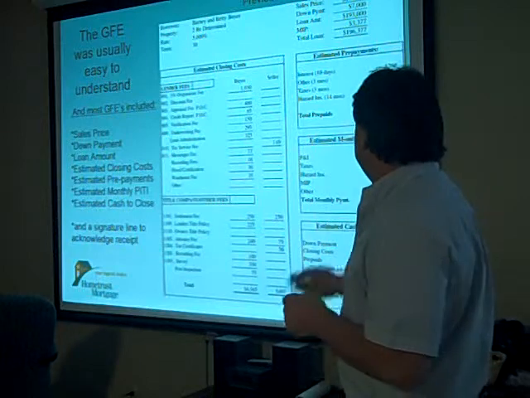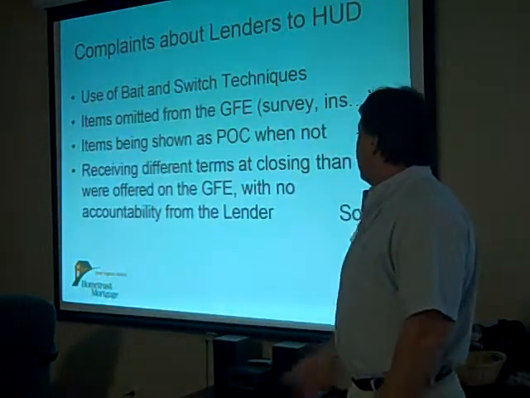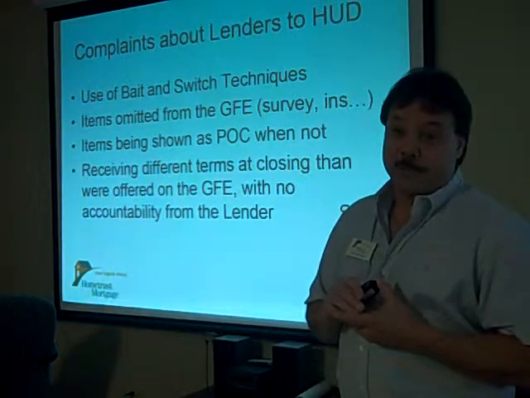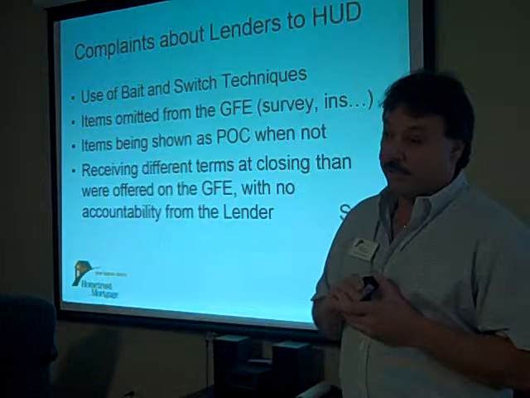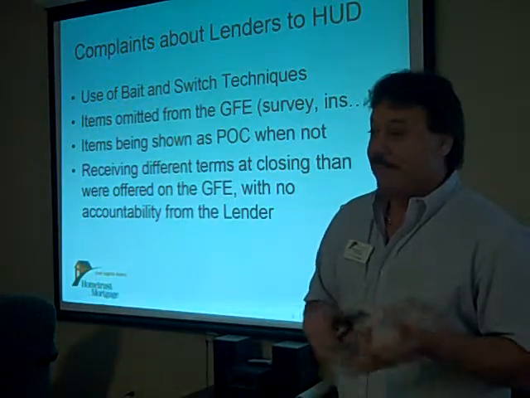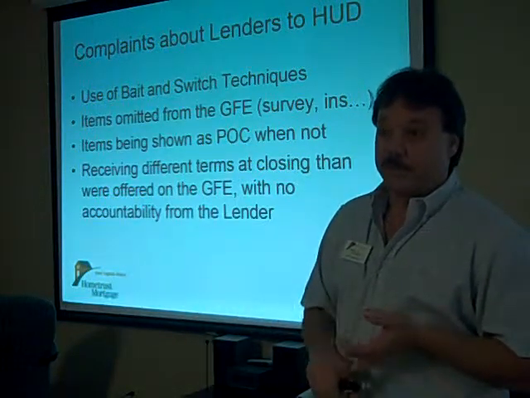So why do we have a new good faith estimate? Here's the reason why. The new good faith estimate is coming around because we've had so many complaints, or the HUD has had so many complaints about lenders. Bait and switch techniques, items being omitted from the closing, from the HUD, from the good faith estimate.